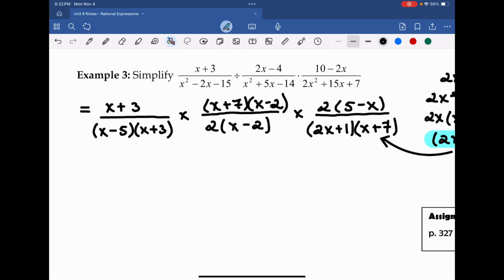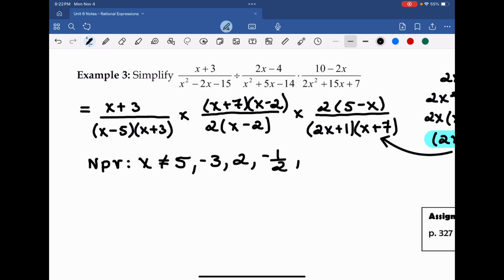Now, from here, we need to state our NPVs. So I'm going to state them below. NPV. We're going to state where x cannot equal. First and foremost, it can't equal 5. It can't equal -3. It can't equal +2. It can't equal -1/2. And then it can't equal -7. Are there any other ones we're forgetting?